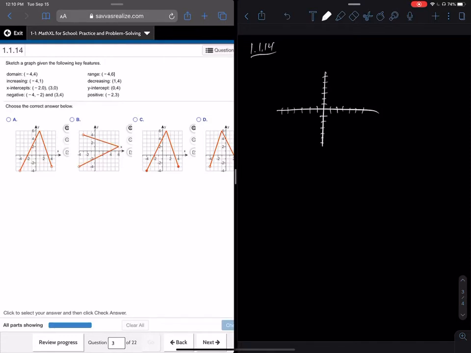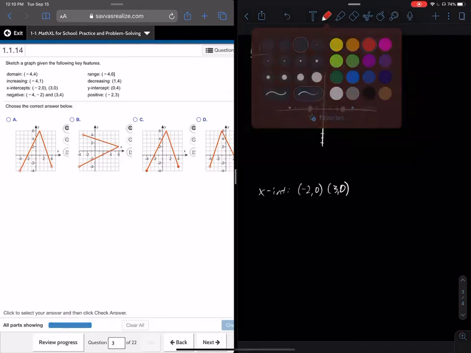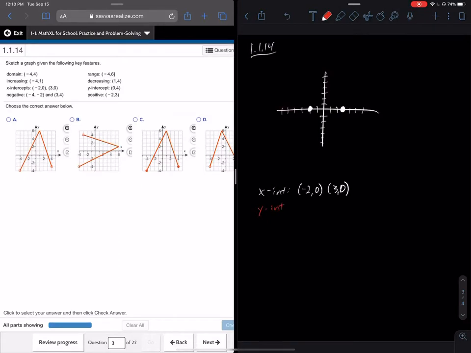So I'm actually going to start with my x and y intercepts. My x-intercepts are (-2, 0) and (3, 0), so I'm going to put those points in there. Now I'm told that my y-intercept is (0, 4), so I'm going to plot that point as well. And this will give me a good idea of where my graph is going to go through the axes.